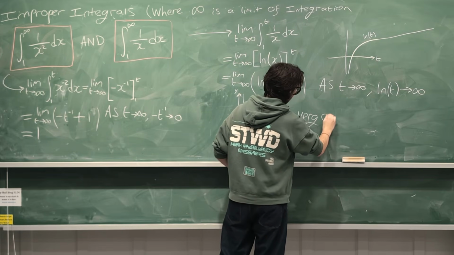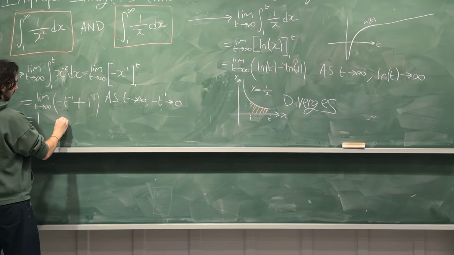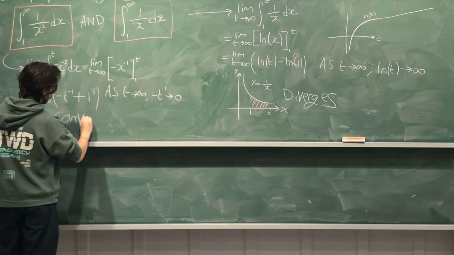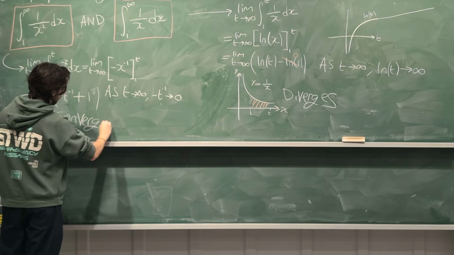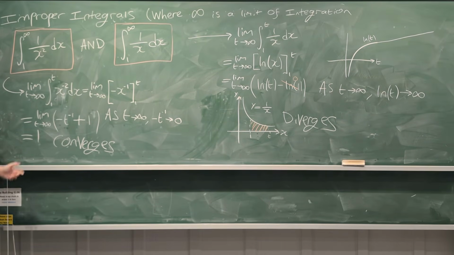So if the area is finite, then it converges, which I'll write over here. But if it's infinite, then it diverges. And so, big, big differences between very similar functions.